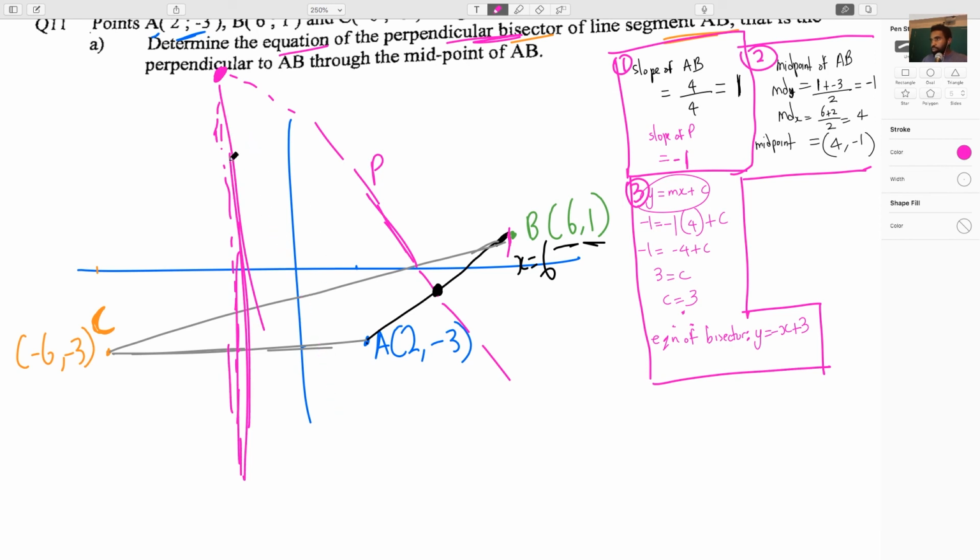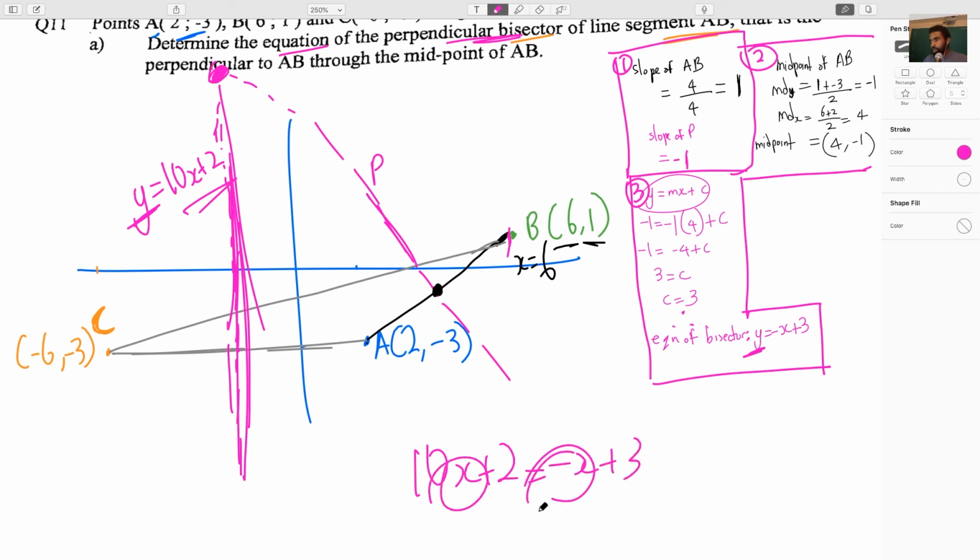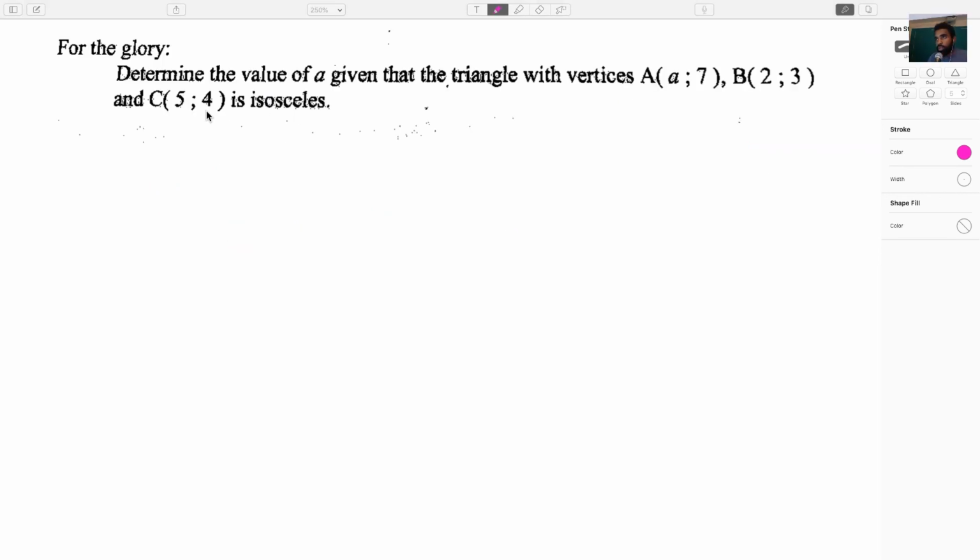And once you've found those two equations, you're going to equate them to each other. Let's say you find this equation to be, I don't know, y is equal to 10x plus 2. Wherever they meet, they're going to have the same y. So you would say something like 10x plus 2 is equal to minus x plus 3. Then you can solve for x, and once you solve for x, you can solve for y, and you have the center of that circle. So I leave that for you to do as homework. Good luck.